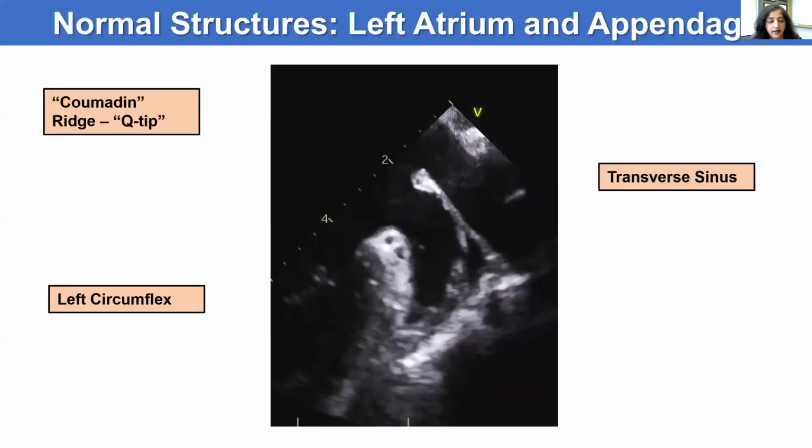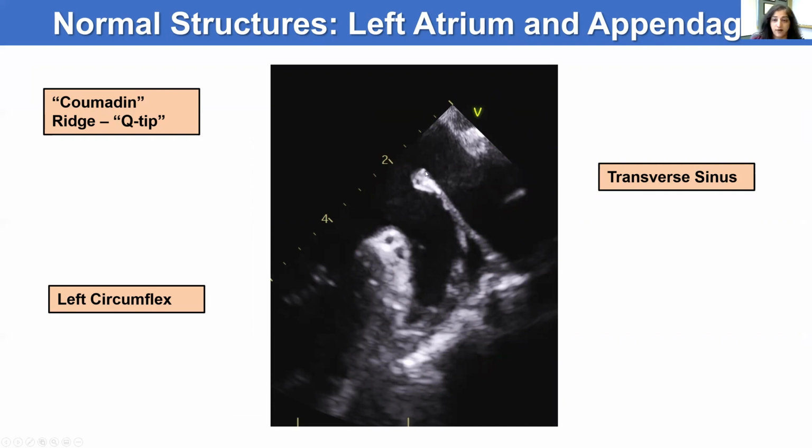The left atrial appendage has a whole other set of normal structures. You can see the circumflex artery right here, and the pulmonary vein right here. And then this very bright structure, which is called the Coumadin ridge or the Q-tip, is a normal infolding of the pulmonary vein in the left atrial appendage.